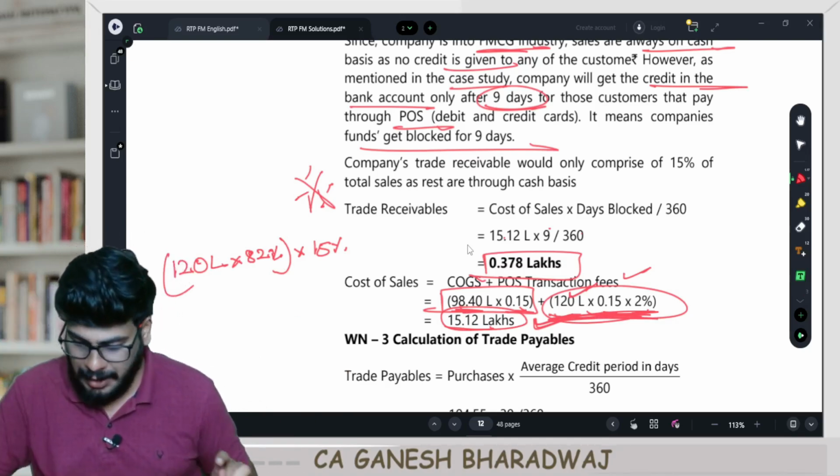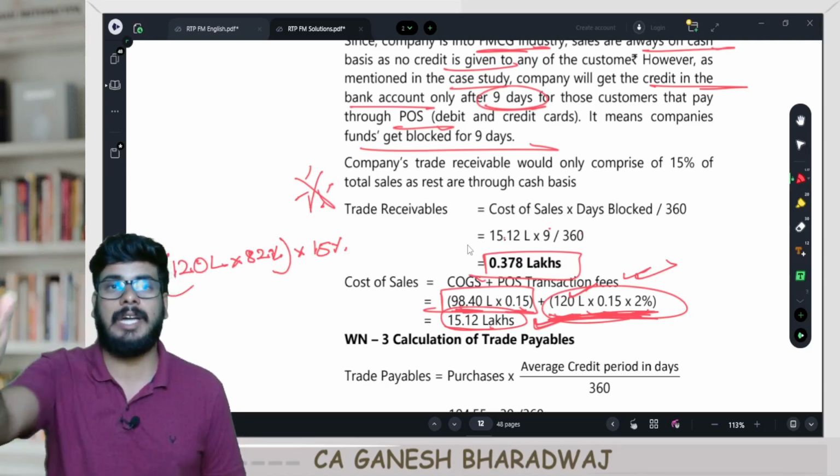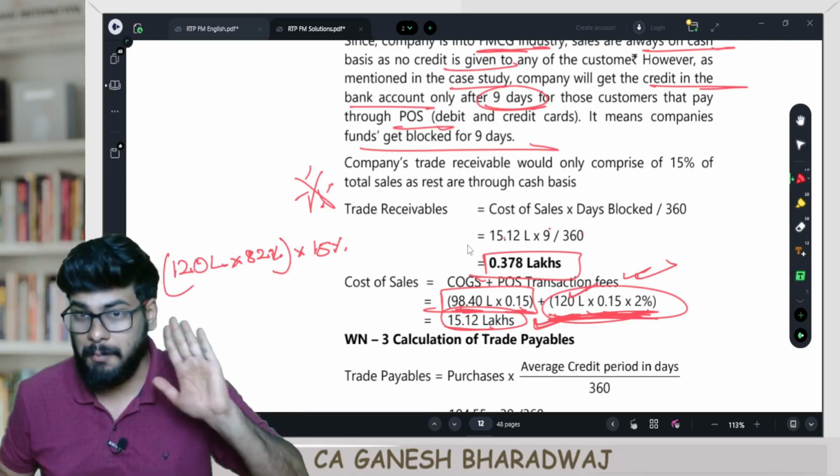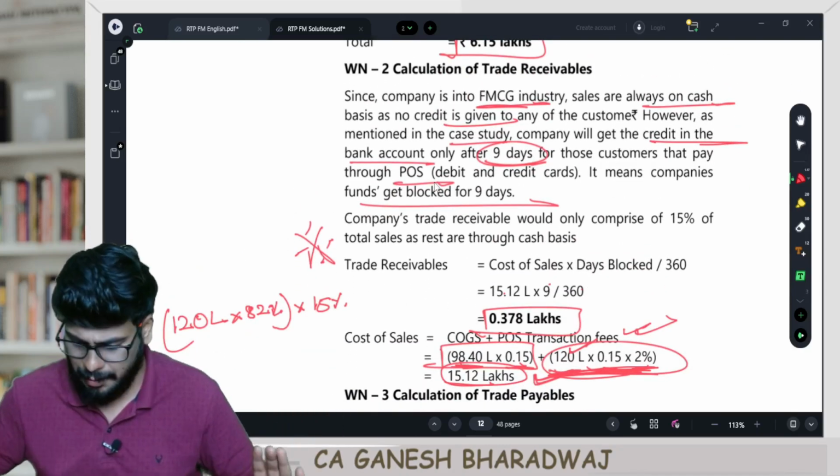And I am expecting this adjustment to be tested in your Jan attempt. If not in Jan 25 attempt, in May attempt, at least it will come. So please watch out for this, right? Very simple. Just be aware. That's about it. Very, very simple, right?